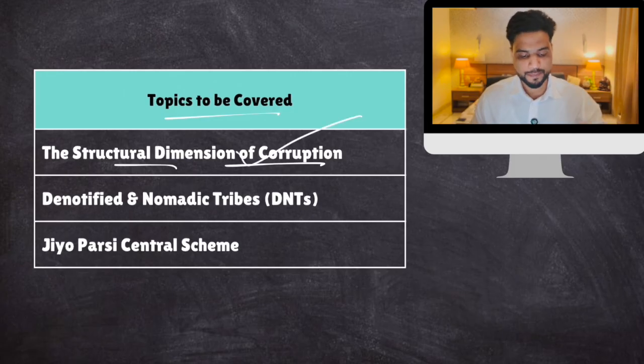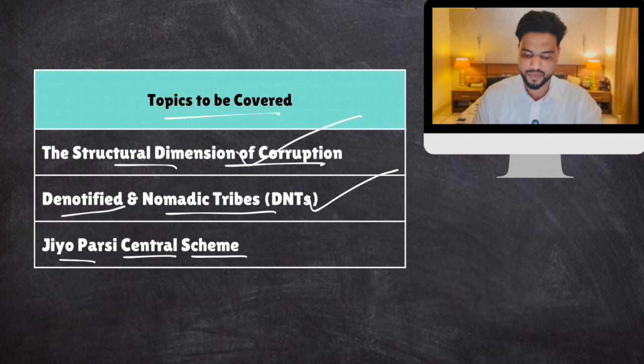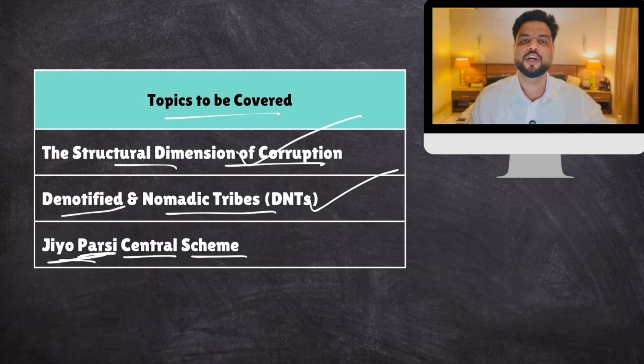We'll talk about this. Then there was some article about denotified and nomadic tribes, that how they are still being exploited. So we'll talk about this. And in the end, we'll talk about Jiyo Parsi central scheme. Parsi, a religious denomination in India, and Jiyo Parsi basically means Parsi population is declining. So government came out with a scheme so that their population numbers do not dwindle.